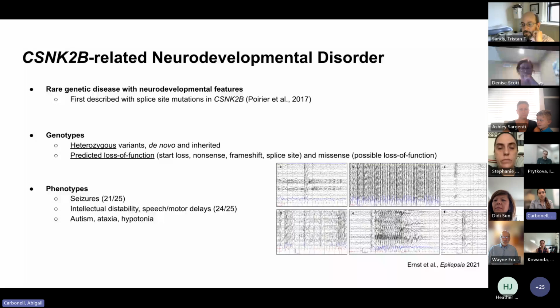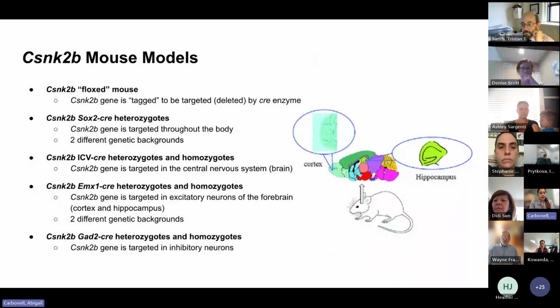So the different mouse models I'll expound on here. In collaboration with the Mackinson Lab, we've developed this CSNK2B floxed mouse. Essentially what this does is tag the CSNK2B gene in the mouse to be targeted or deleted by the CRE enzyme. So that's our foundational mouse model. Then we can cross it to different existing CRE lines, which express the CRE enzyme in different regions of the body and also at different times.